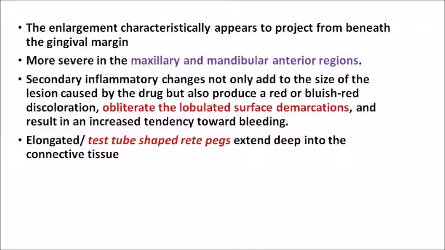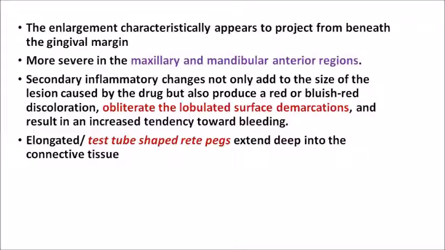If there is any secondary inflammatory change, the enlargement becomes even more bulky and there is a red or bluish red discoloration. When it is not complicated by inflammation, it is pale pink. Now it is red or bluish red. Also, it obliterates the lobulated surface demarcations. When it was mulberry shaped, there were small lobulations. When it is inflamed, it obliterates all these lobulations and there is also an increased tendency towards bleeding.